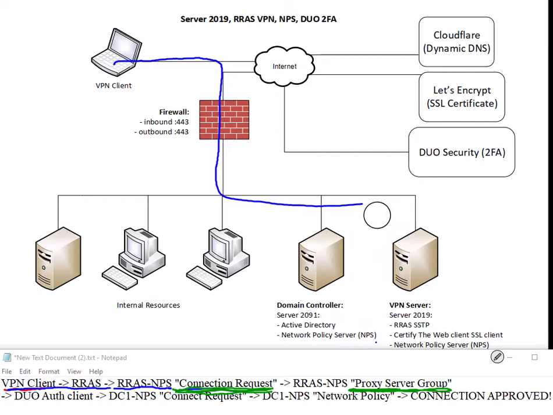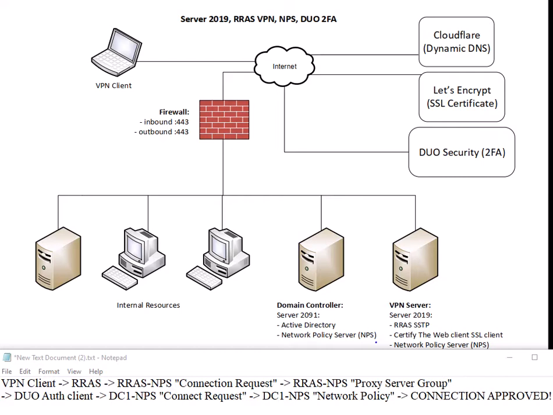In my searching, this was the toughest part to understand because we're using two network policy servers. I couldn't figure out a way to use just one. We're using the network policy server on the RRAS box and on DC1. On the RRAS box, the network policy server is just used as a mechanism to forward to the Duo authentication proxy.